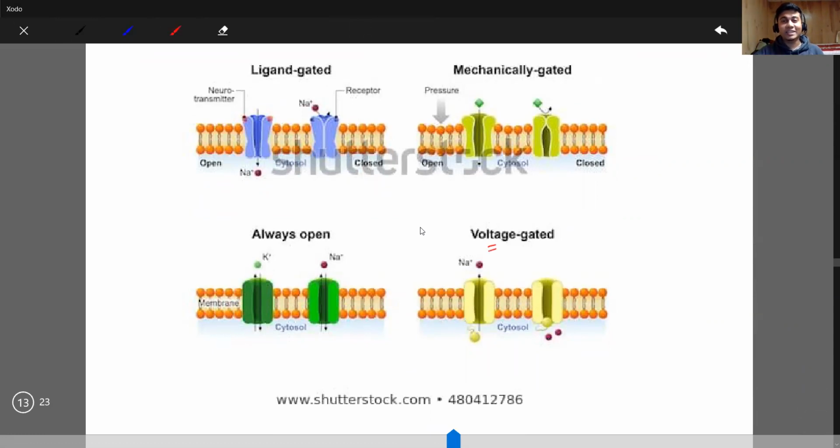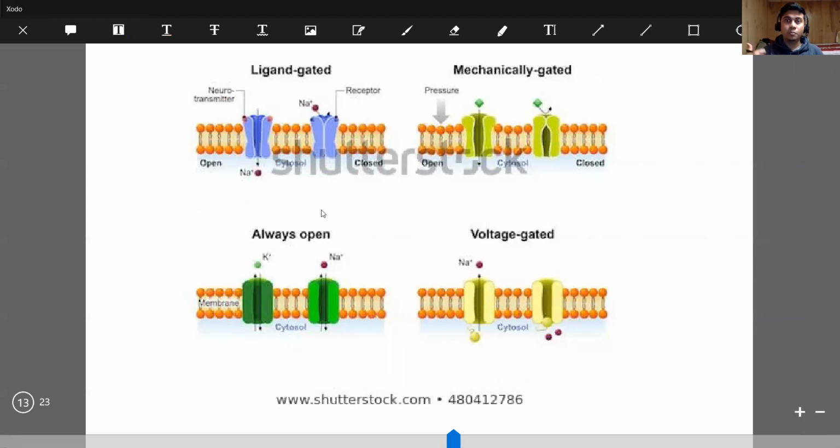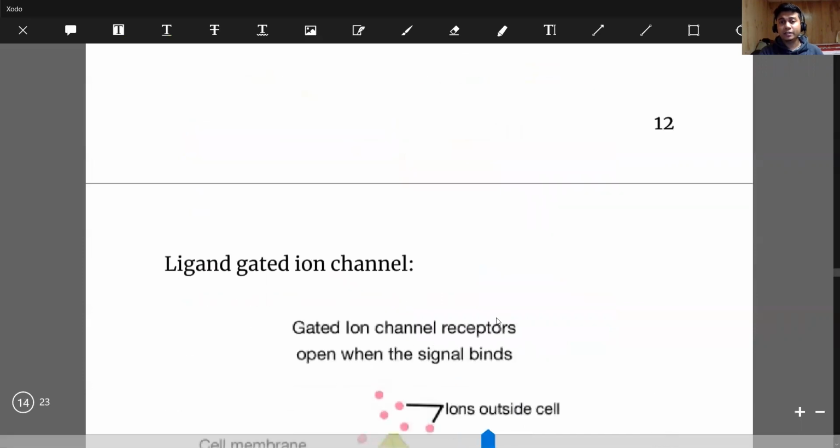And here is the voltage gated channel. Voltage gated channel means that due to a change in voltage, let's say a cell is depolarized, that cell will activate other channels. One example is the myocardial cell. When the myocardial cell is excited, lots of sodium channels open so that more sodium can come in and makes the adjacent myocardial cell excited or depolarized. This is a voltage-gated ion channel. So these are the types of ion channels.